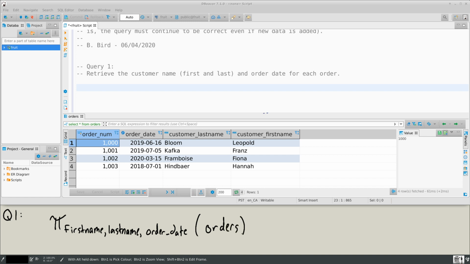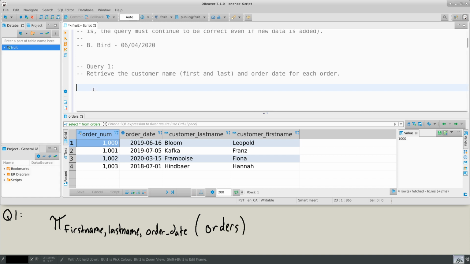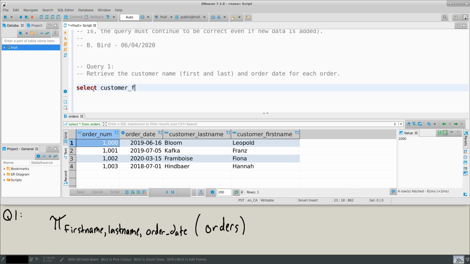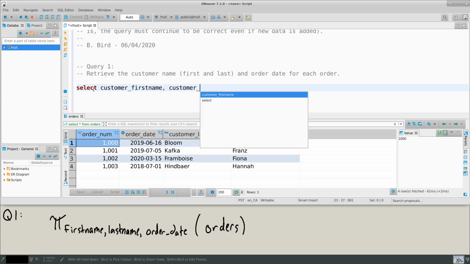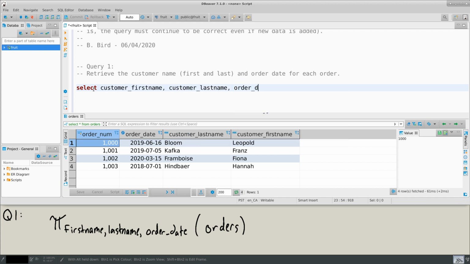And how do I write that in SQL? Well, we already saw that the projection operator in SQL is the column selection clause. So I would do select customer first name, customer last name, and order date from orders.